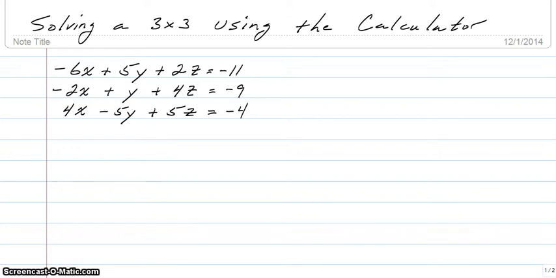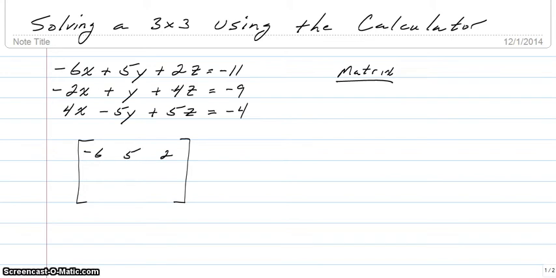Okay, so your calculator's out, and we're going to use the concept of a matrix, which we've learned about already, to solve these 3 by 3 systems of equations. We're going to create three matrices. One of them is going to be a matrix simply of variables. We're going to take the coefficients of our equation. In this case, it's a -6, a 5, and a 2. And we're going to represent that as our first row of our matrix.